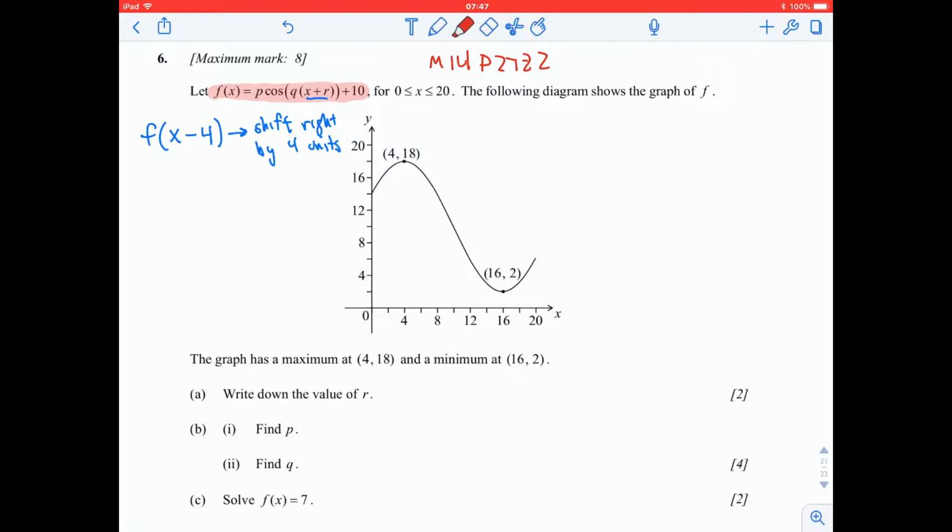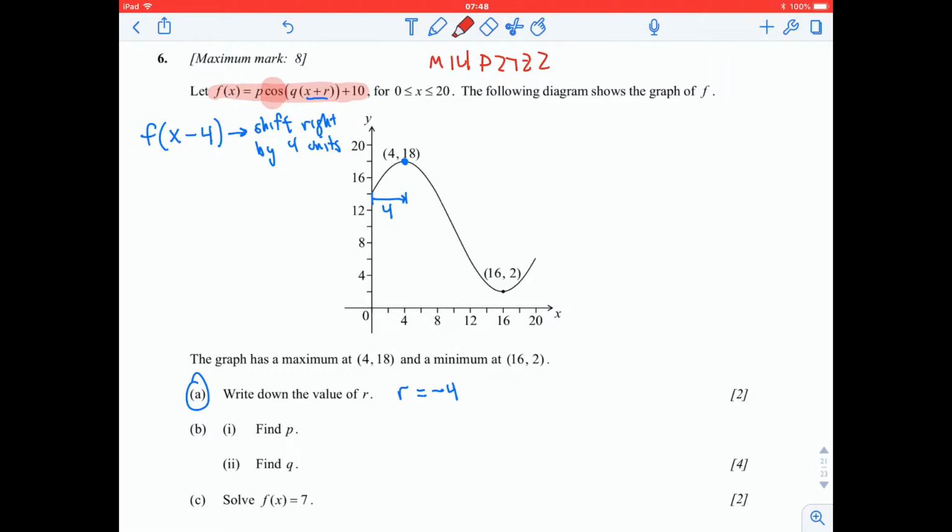This is a cosine function. Cosine, we know, starts at a maximum value, which means that the start of the cycle of cosine is actually here at that maximum value, which means that this cosine has been shifted to the right by 4 units. Part A asks us to write down the value of R, and from this, a shift to the right by 4 units means that the value inside needs to be -4. Which is the first one. Second thing is it asks us to find P.